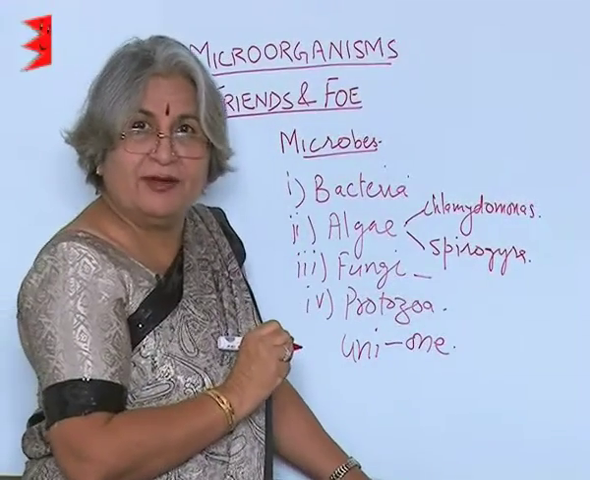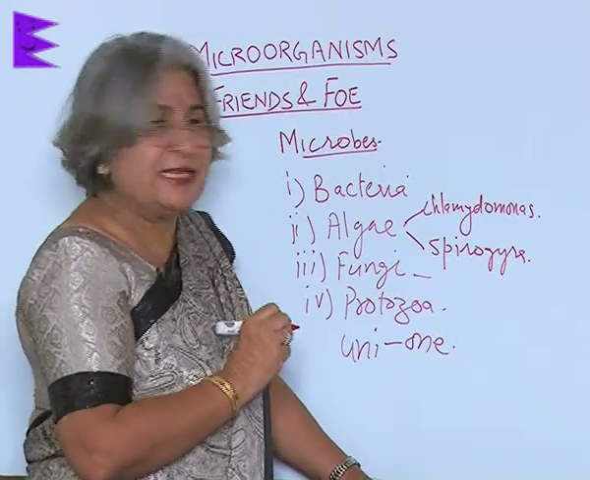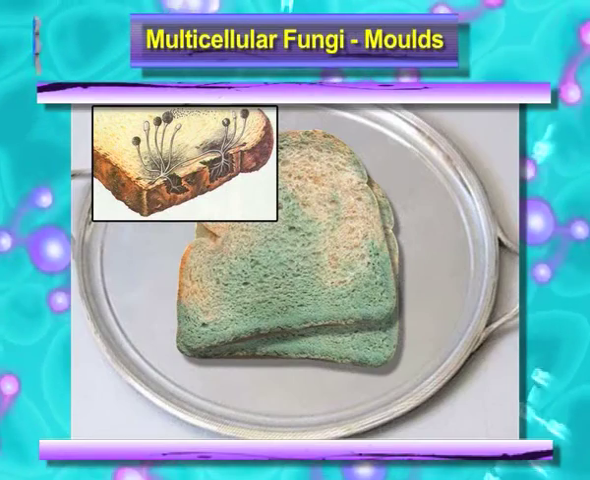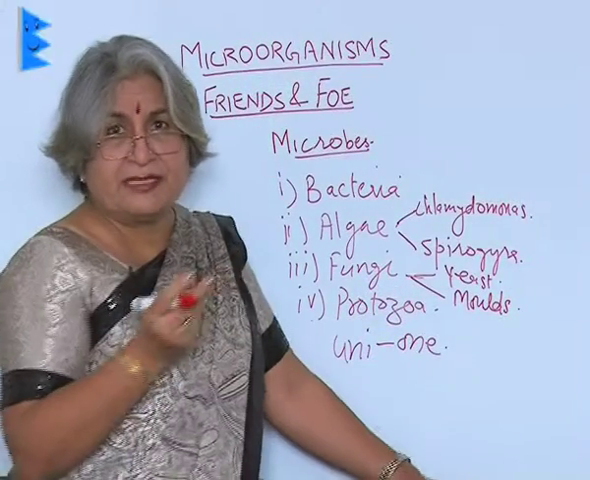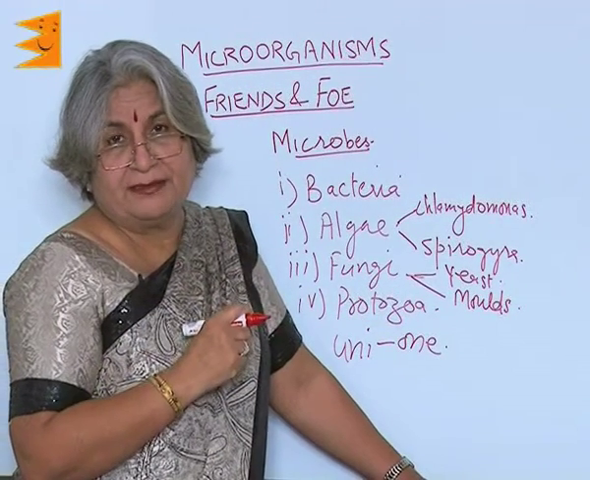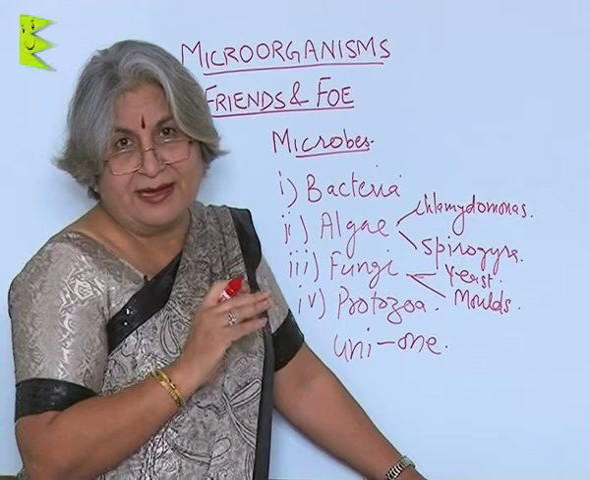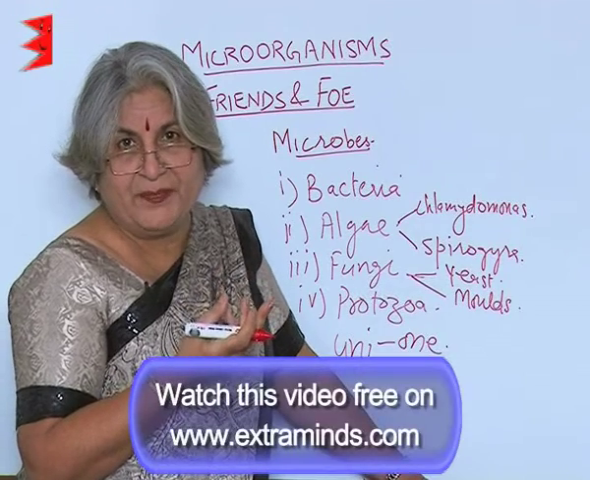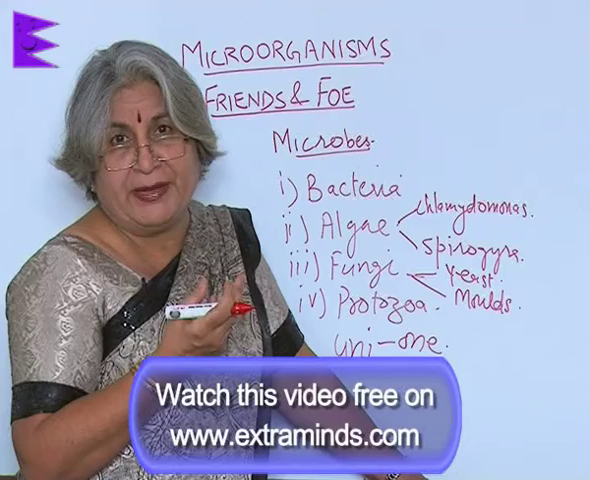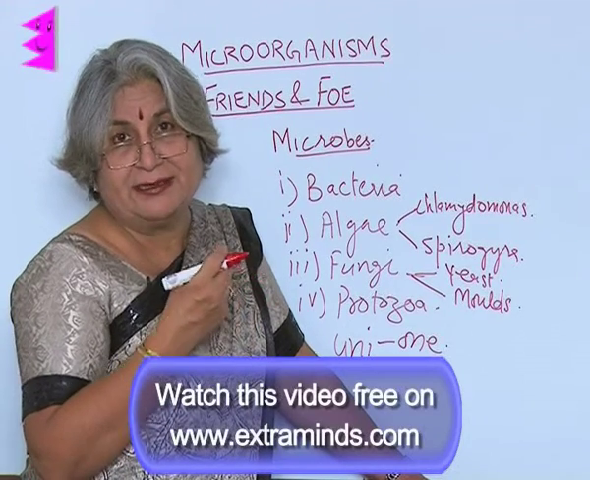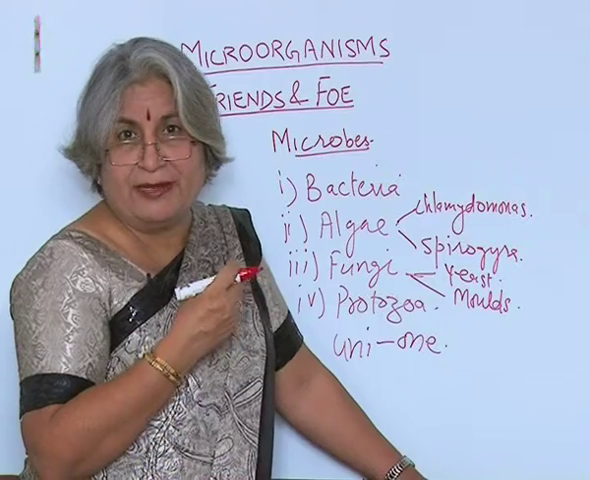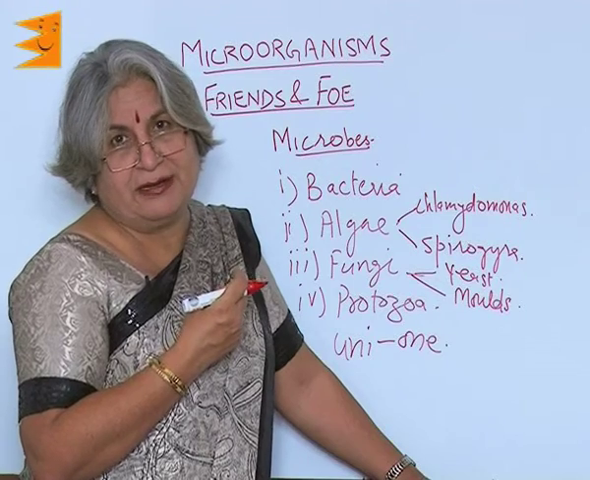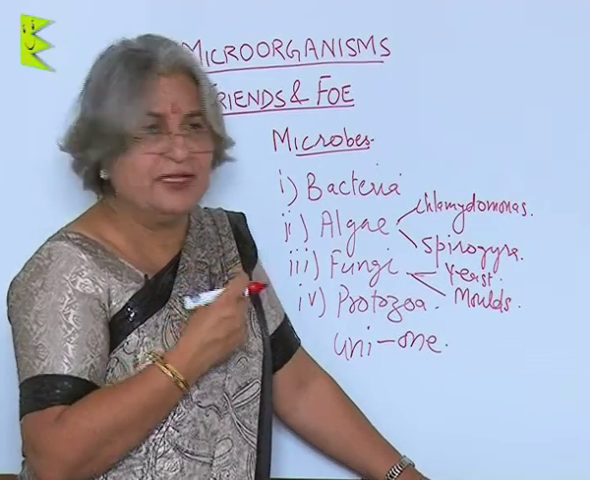Fungi can also be multicellular as well as unicellular. Unicellular is yeast and multicellular is molds. You must have seen, sometimes you leave a bread piece unattended, and after some time there is a black powder on it. What is that? The bread mold. Sometimes this kind of mold also appears on dung, and then it is another kind of mold, the mucor. Bread mold is rhizopus. Then there is the mushroom, that is also a multicellular fungus. Like this there are many multicellular fungi.